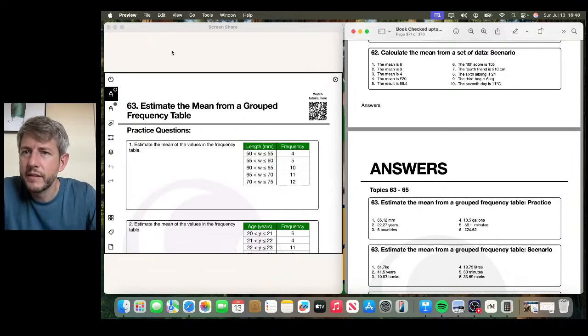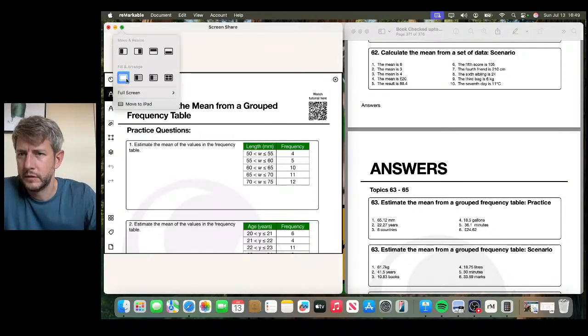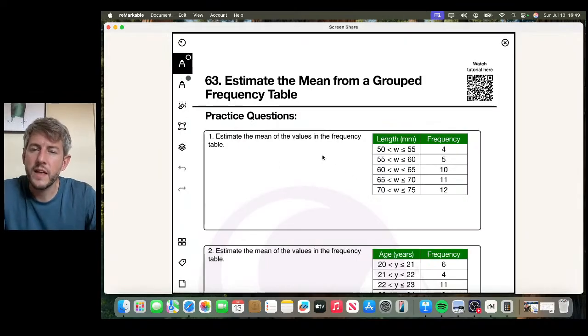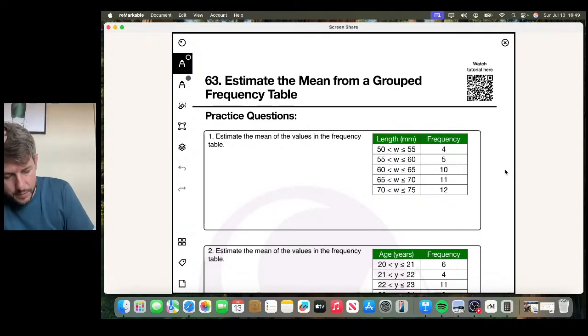Right. Okay, estimating the mean. Here we go. Estimate the mean of the values in the frequency table. Okay, so what we need to do here is find the midpoints of all of these. We get that by adding this number to this number and dividing by 2. So this one will be half of 105, so that's going to be 52.5. This will be 57.5. This will be 62.5. This will be 67.5. And this will be 72.5.